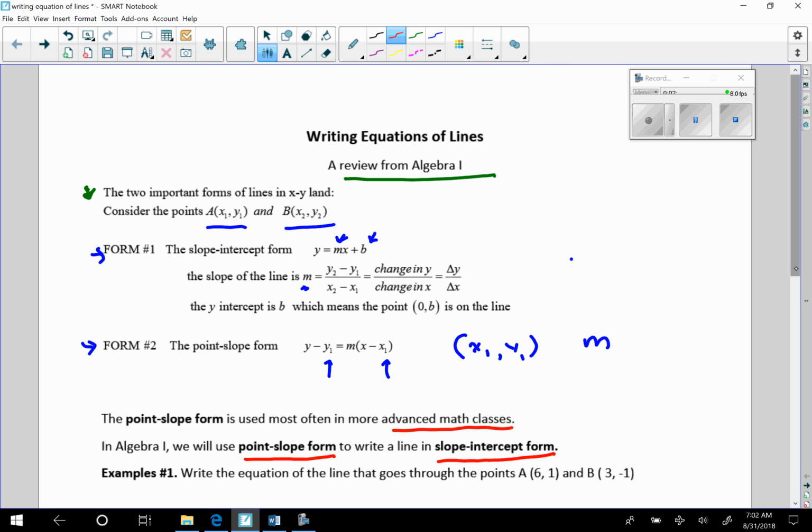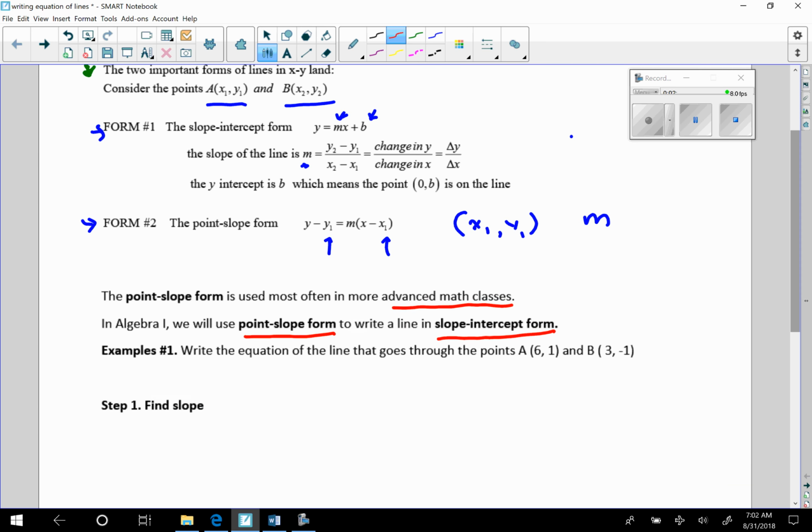So let's begin with example 1. Example 1 wants us to write the equation of a line that goes through the points A, (6, 1), and B, (3, -1). Step 1 in this example will be to find the slope. I'm going to use the slope formula, which is y sub 2 minus y sub 1 over x sub 2 minus x sub 1.